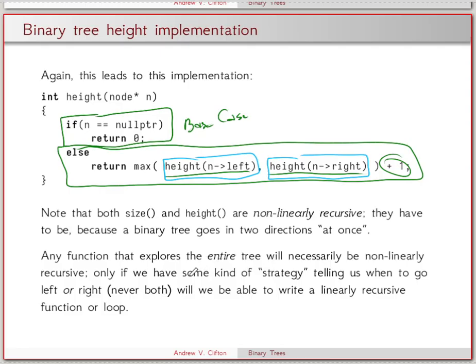Only if we have some kind of thing that tells us when to go left versus when to go right, so that we never have to go both at one time, will we be able to write a linearly recursive function or a loop there. Anything where it's like, oh, I don't know where the information is in the entire tree, that's going to be something that's non-linearly recursive.